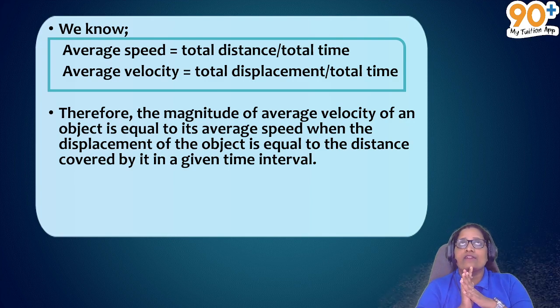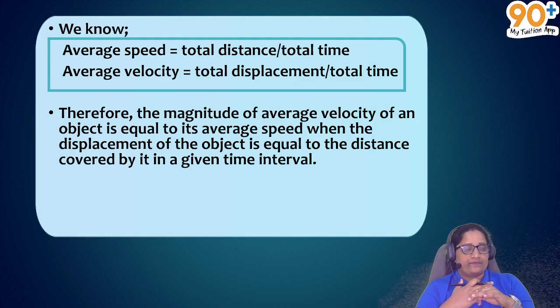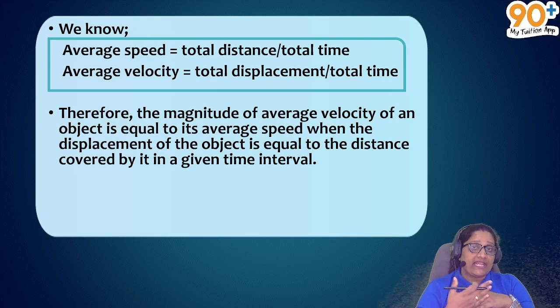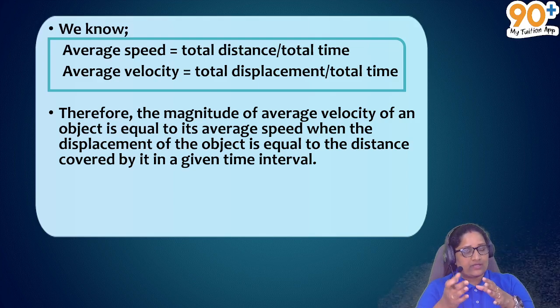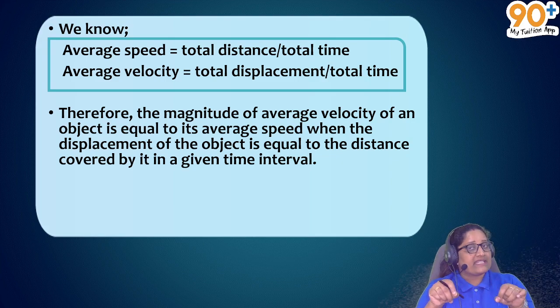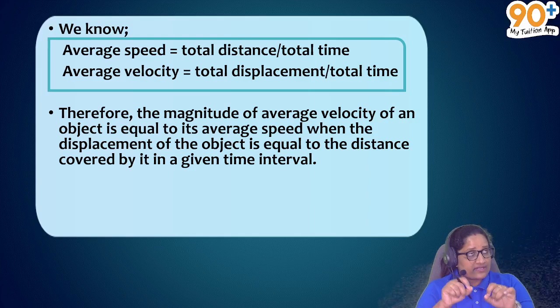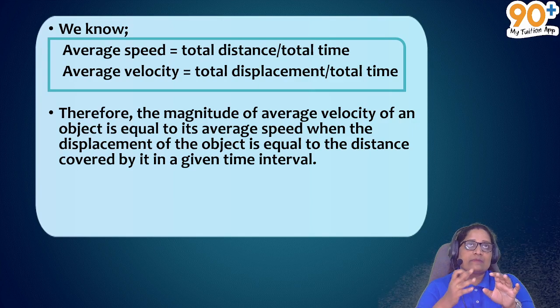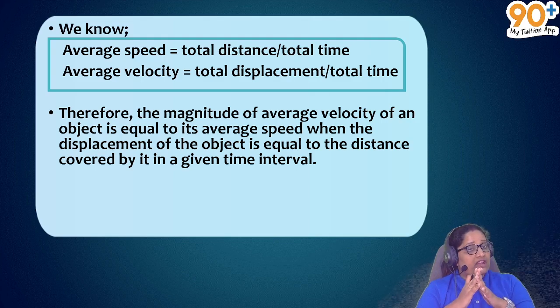So as we have discussed, displacement and distance can be equal. Distance and displacement can be equal, but displacement cannot be greater than distance, because displacement is the shortest distance to a point, or the difference between initial and final point. Therefore, if both distance and displacement are equal, average velocity and average speed are what? Same.